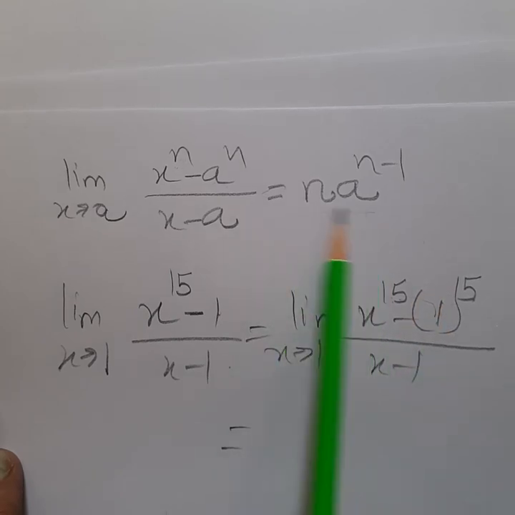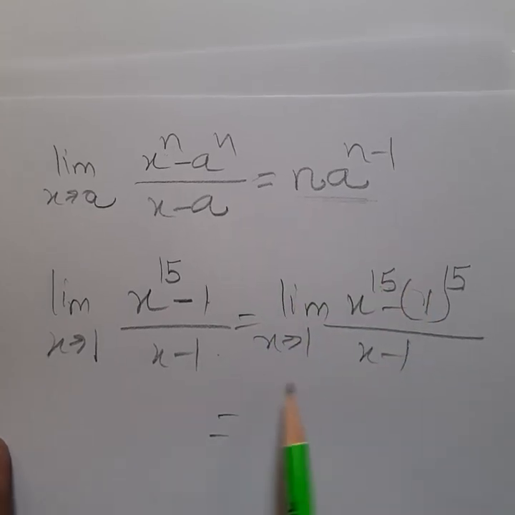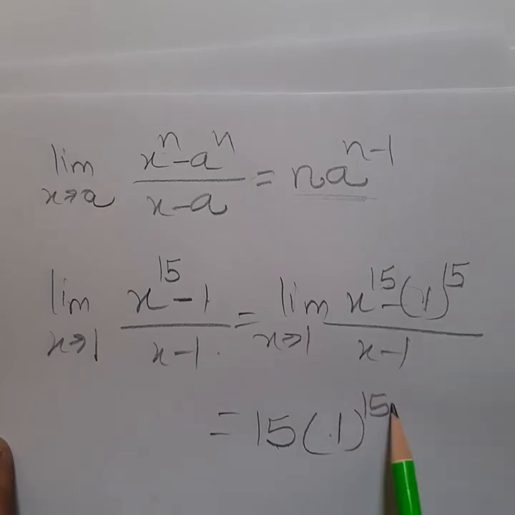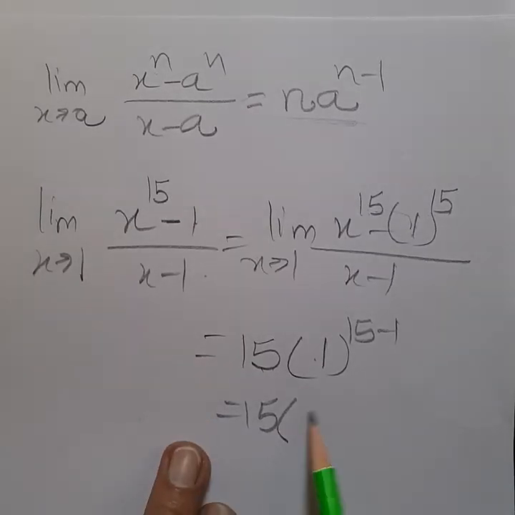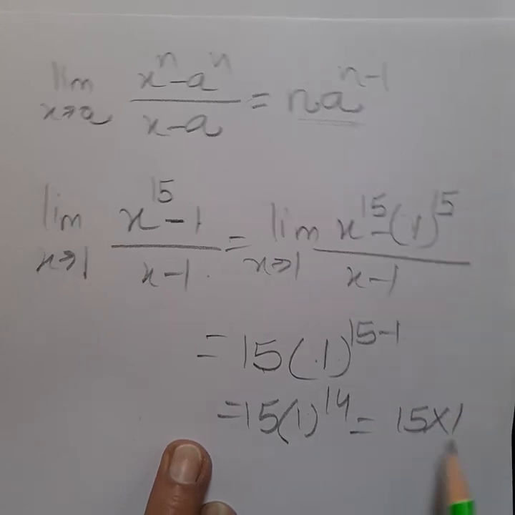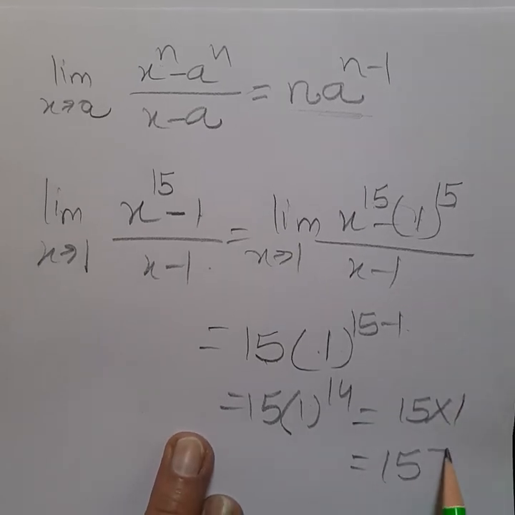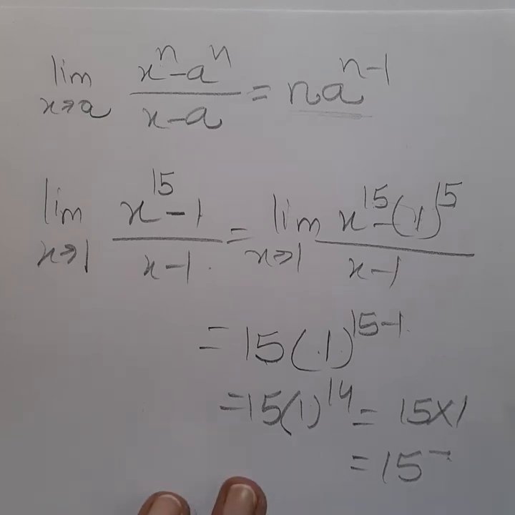So you can put these values in this formula and you get the answer. The 15 is placed for n and 1 is placed for a, and you get your answer, that is equal to 15 and 1 to the power 14, and we get here 1 again. So 15 multiply 1, you get 15. So students, these are the 4 methods for the limit of algebraic functions.